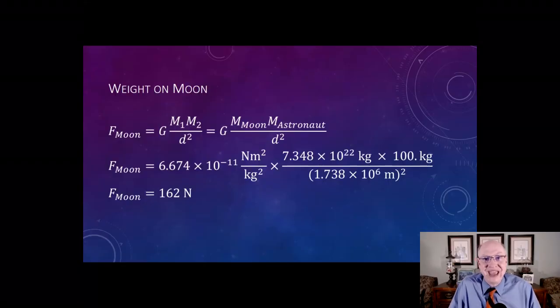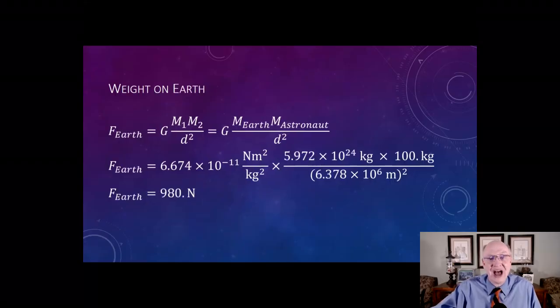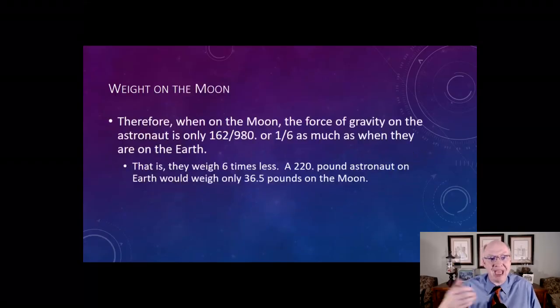So the weight of the astronaut on the moon is 162 newtons, whereas their weight on Earth is 980 newtons. Another way to put that is that when you're standing on the surface of the moon, the force of gravity pulling on you is only 1/6 as much as when you're on the Earth.